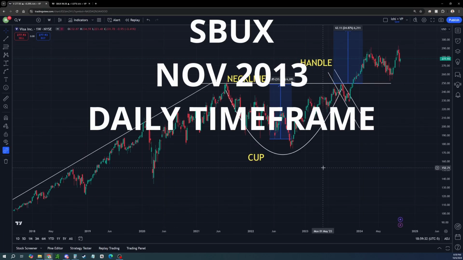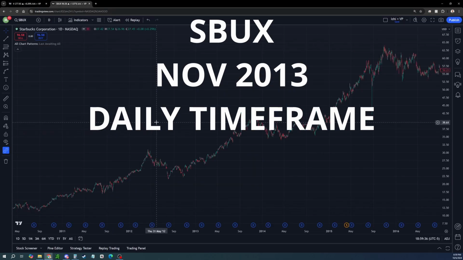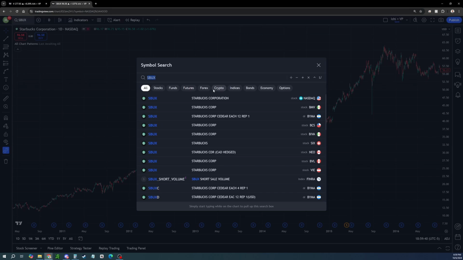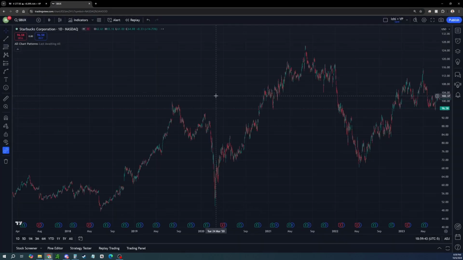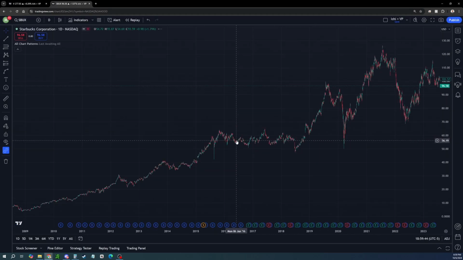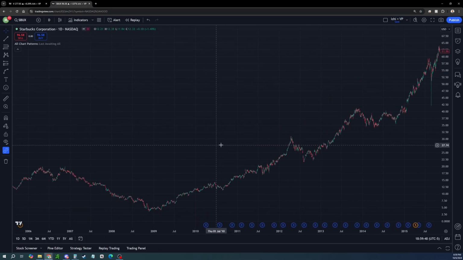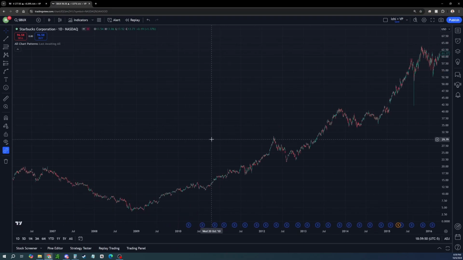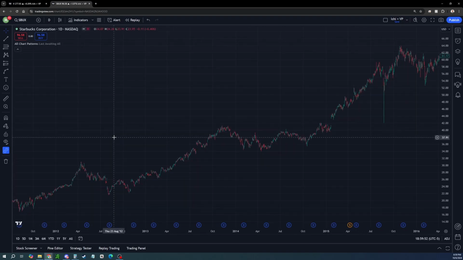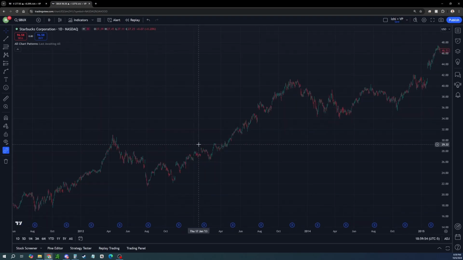Alright, so now I want to go over another example with you guys on the Starbucks stock, which is SBUX. You just type in SBUX, go to the NASDAQ one here, and I found it in November of 2013 on the daily chart. Obviously this is old, this is just an example to show you guys. If you scroll in to 2013, November is right around here, where I see the start of the cup.